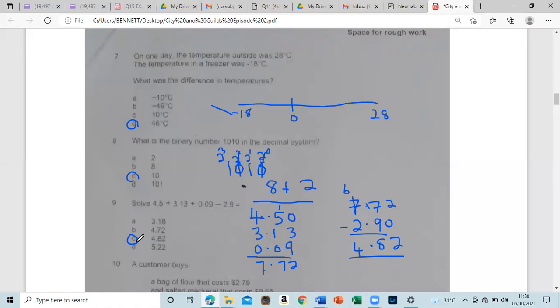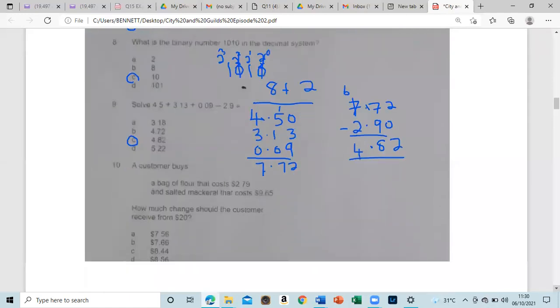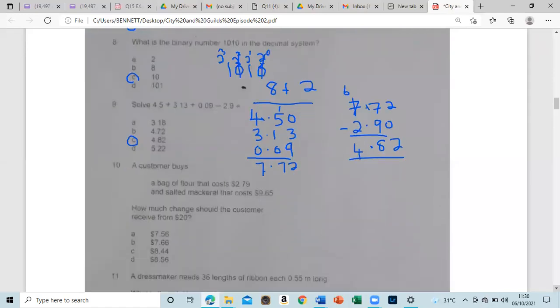All right, so let's go on to number 10. And this one is another headache. A customer buys a bag of flour that costs $2.79 and a salted mackerel that costs $9.65. How much change does the customer receive from $20?